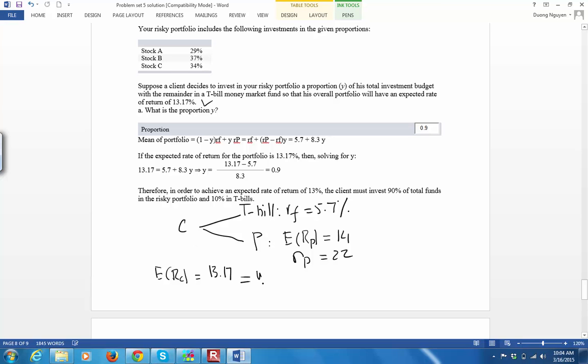So you solve the equation y times ERP, which is 14, plus 1 minus y times RF, which is 5.7. You solve this equation and you get y equal to 90%. So you have to put 90% into portfolio P and 10% you put in T-bill.